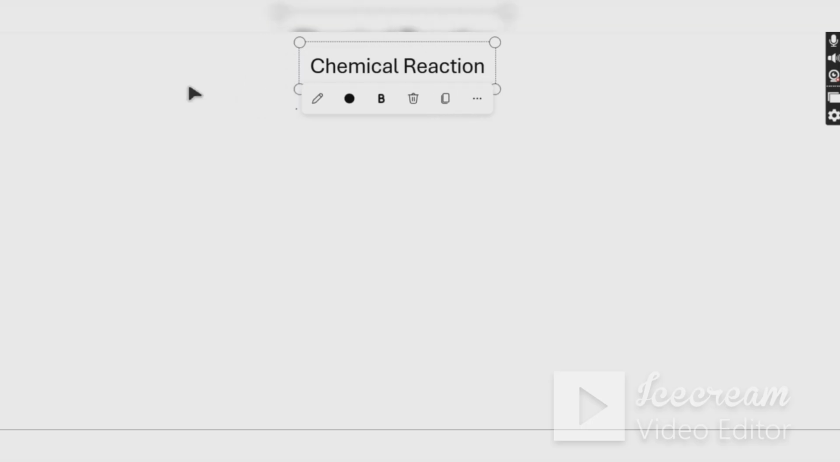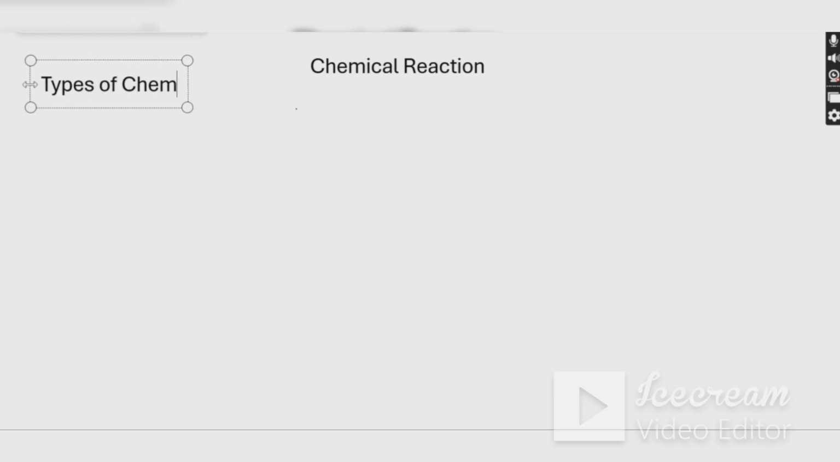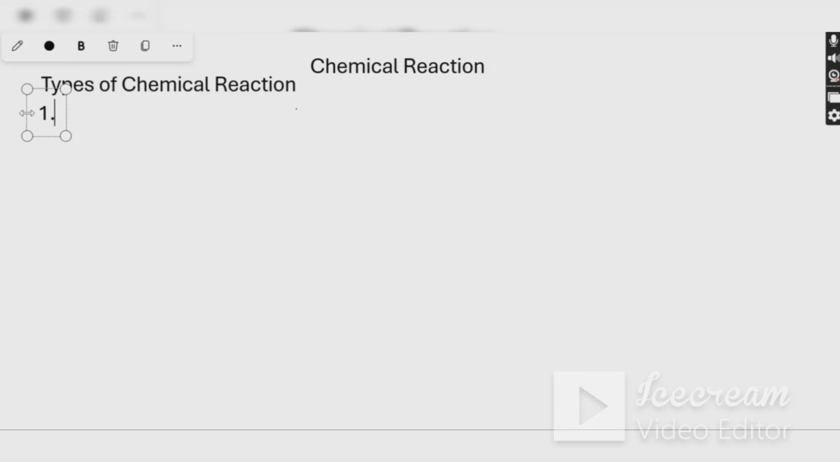Today in the chemical reaction chapter, we will be going ahead with types of chemical reaction. Our topic for the day is types of chemical reaction. So one by one we will go ahead and see what are the different types of chemical reaction we have. The first type of chemical reaction that we will be studying is combination reaction.